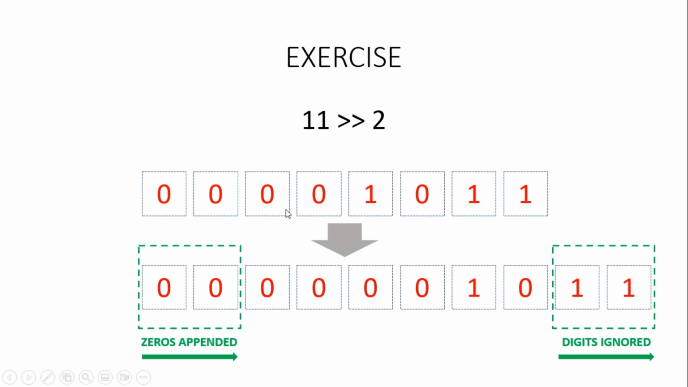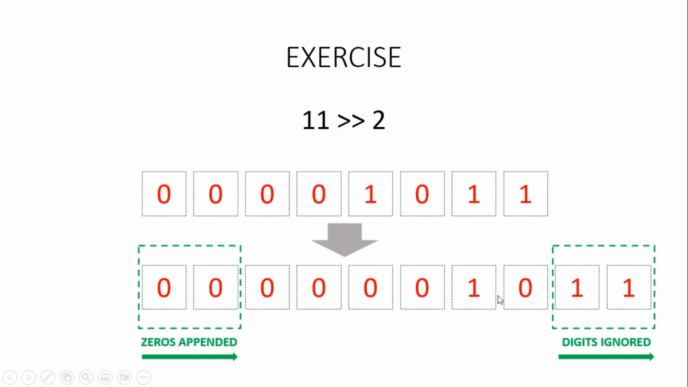So here what happens is 11 can be written in binary like this, and when you shift it to the right by 2 bits, those which go off, I mean there are no bits here, so these two will be ignored. These two digits which are shifted by 2 bits to the right, and which cannot be accommodated, will be ignored, and zeros will be appended here. So the output will be 2, right?